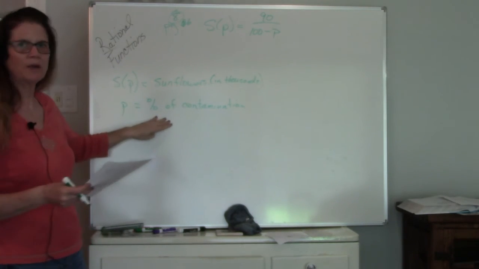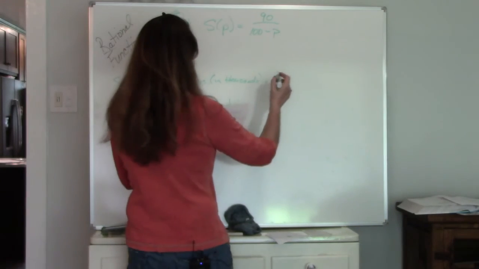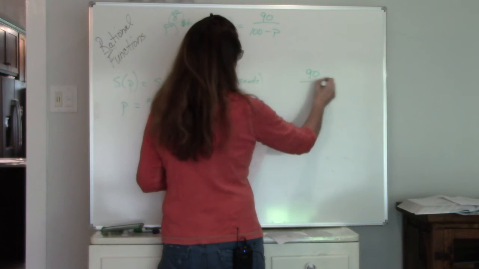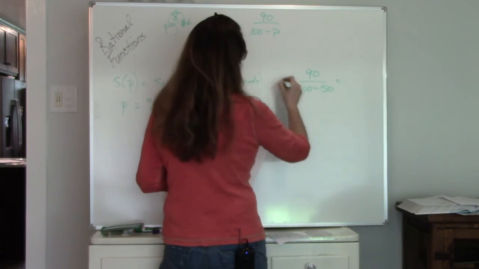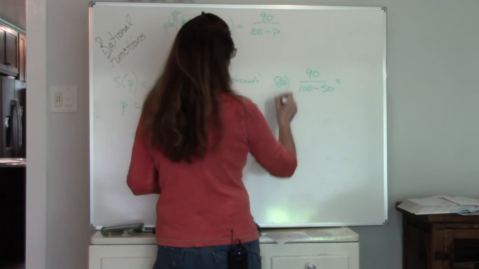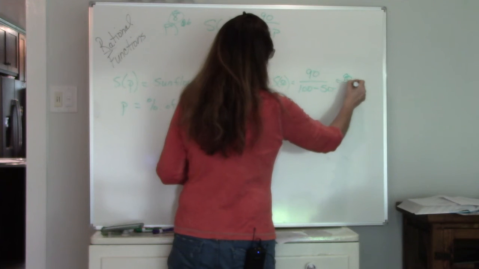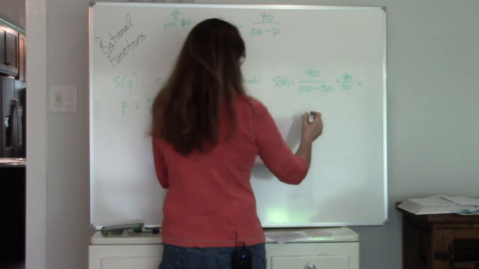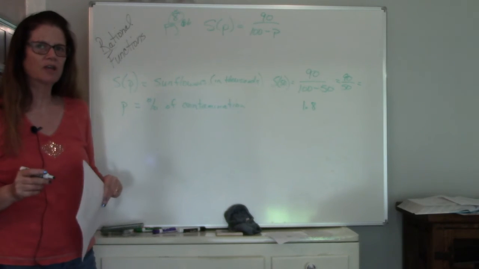notice P is already in percent, so you don't have to change it to a decimal. So if we're removing 50% of the contamination, I'm just going to put in 50. So this is S of 50 equals 90 over 50, which becomes 1.8. That's the answer that your calculator is going to come up with.